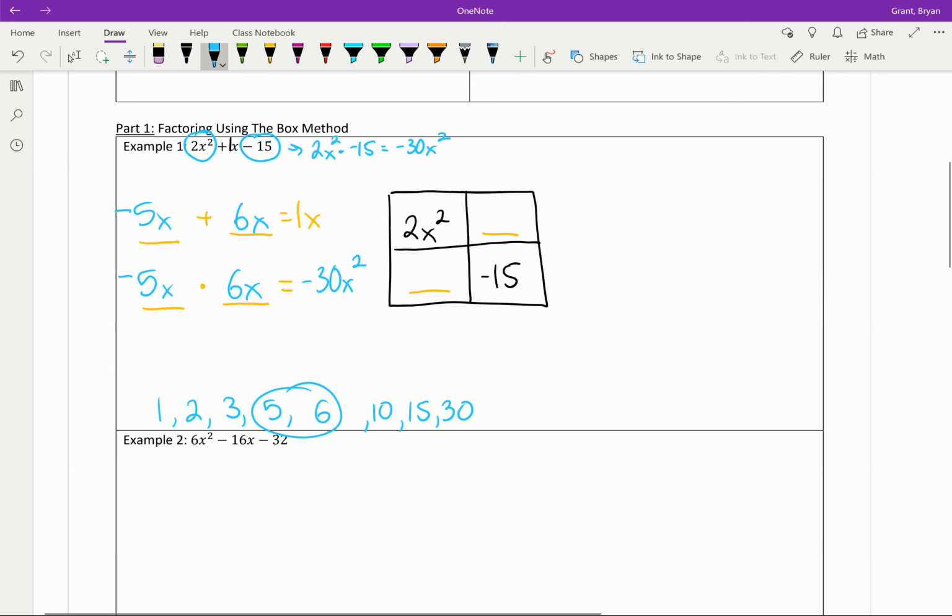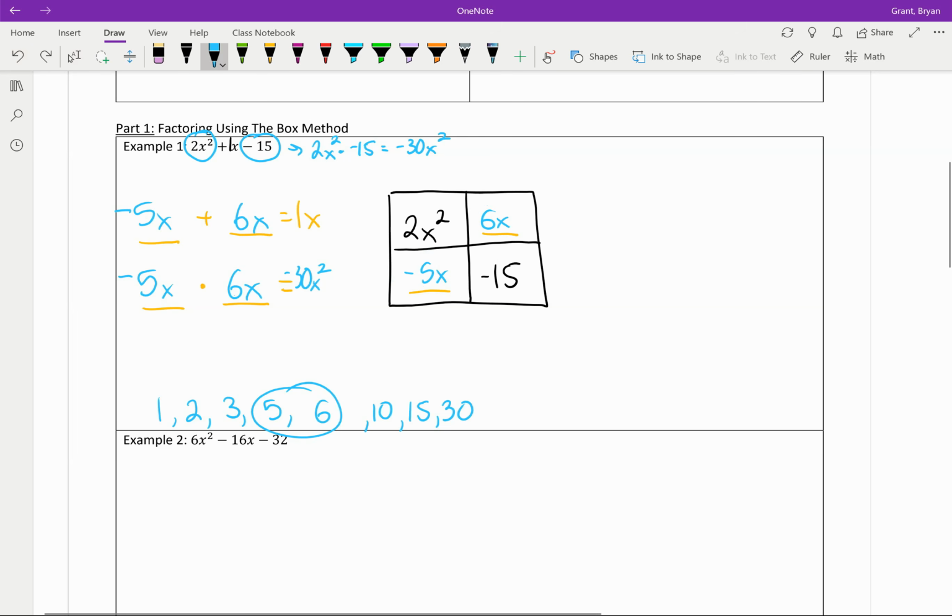Awesome. We've gone through and we've filled in this box, and I'm going to rewrite this to give myself a little more space. Okay, so we found that the inside is going to be negative 5x and 6x. And again, the order doesn't matter here. We could have put a 6x down here and a negative 5x up here. That's totally okay, right? Nothing too bad.